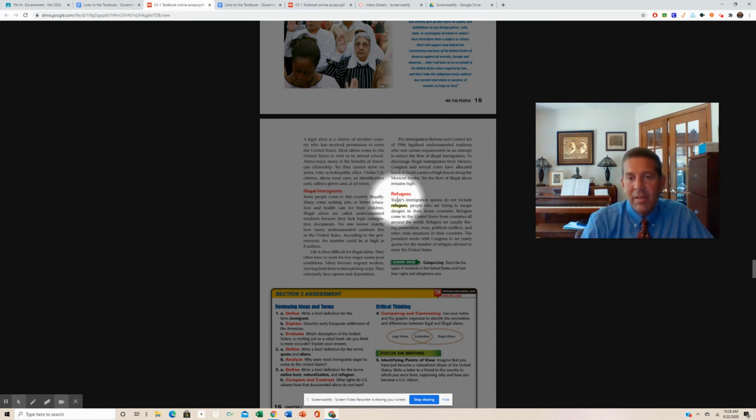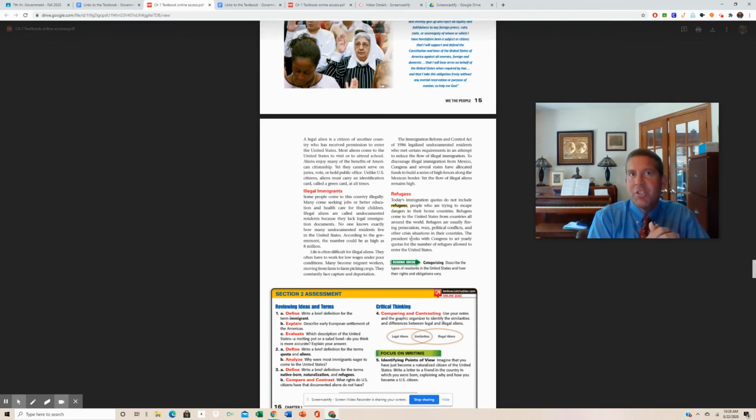The last term that Chapter 1, Section 2 mentions is refugees. So a refugee is someone who is trying to escape danger in their home country and they flee to another country. So if there was a revolution in a country and there was much bloodshed and your ethnic group or religious group was being targeted and killed in large numbers, maybe you would try to flee that country as fast as you can, and maybe you come to the United States and you would be called a refugee. So that is another type of person who lives in the United States, who has a different legal status than a citizen or a resident alien.